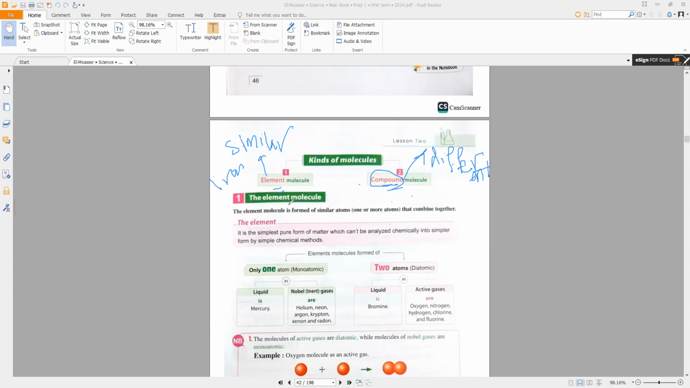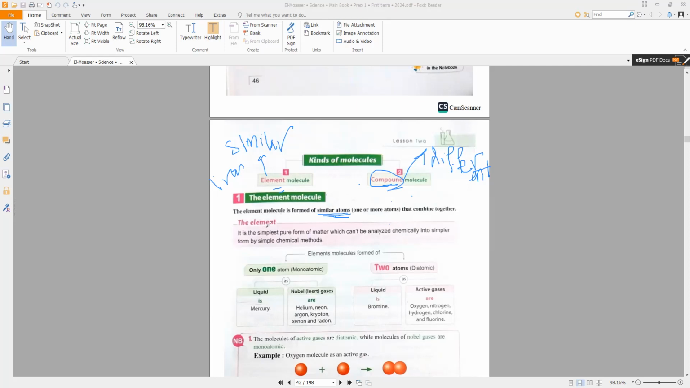Let's start with the element molecule. The element molecule is formed of similar atoms. What is the meaning of similar atoms? One or more atoms that combine together, but similar atoms. One atom of iron, two atoms of iron, three atoms of iron that combine together, so it is called the element molecule.